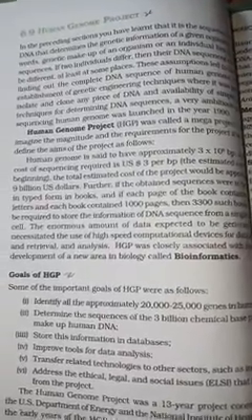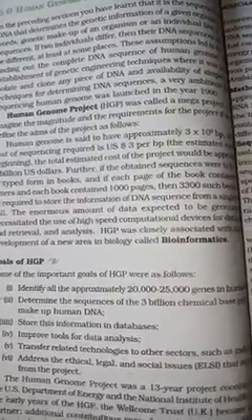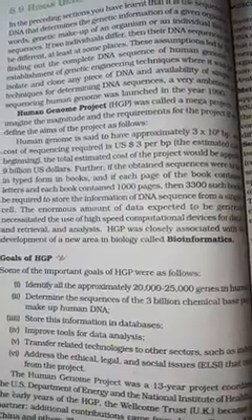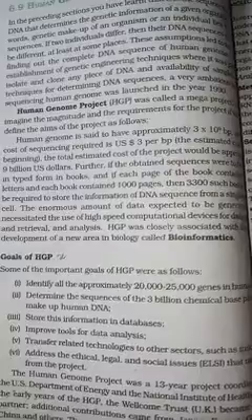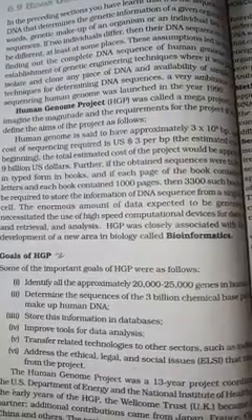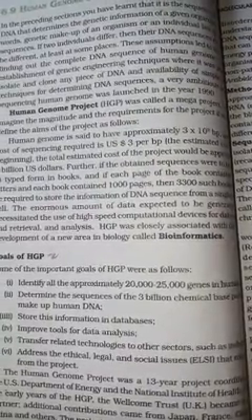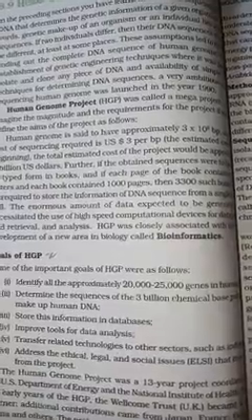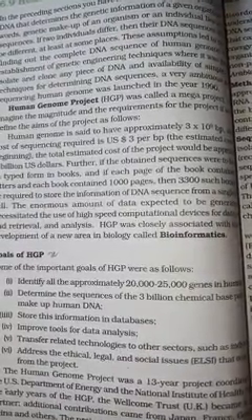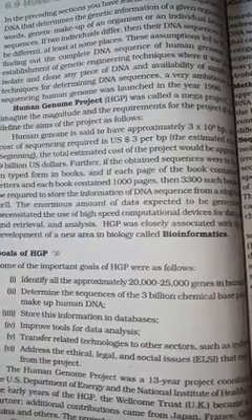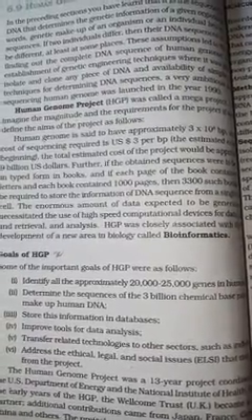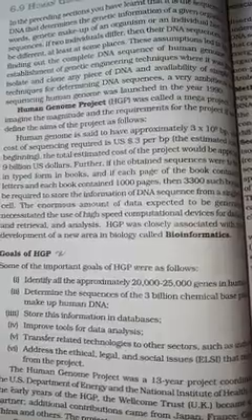So what is the purpose and goal of HGP? We have to know that on the 23 chromosomes in the human genome, the goal is to identify all the approximately 20,000 to 25,000 genes in human beings. Second, there are 3 billion chemical base pairs, and we have to analyze and sequence all the 3 billion chemical base pairs of human DNA.